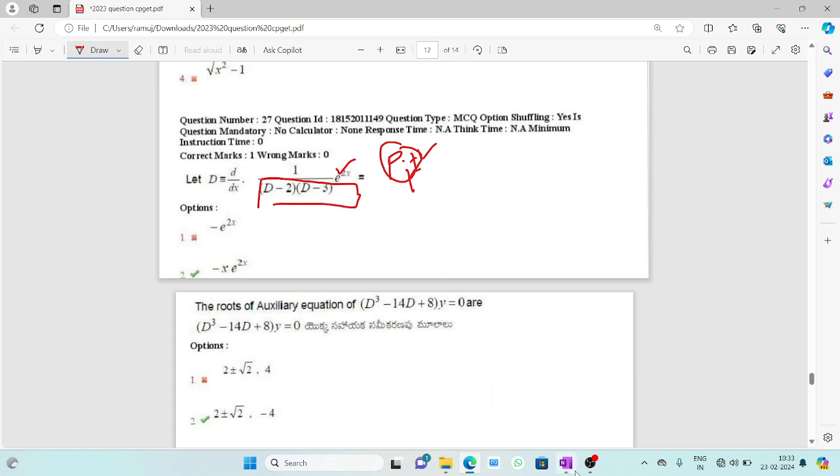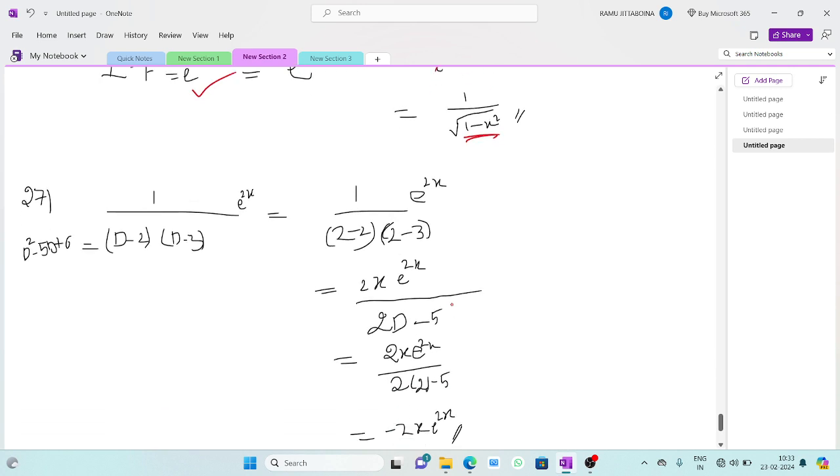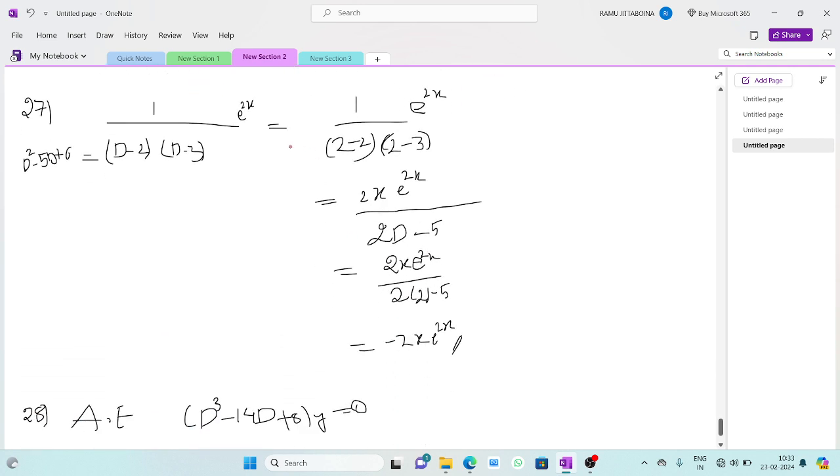So I will tell you how to proceed whenever e power 2x, or e power ax in general, is there. If I multiply (D minus 2) and (D minus 3), I will get D square minus 5D plus 6. If I substitute 2 as a in the denominator, I will get 2 minus 2 and 2 minus 3. So 2 minus 2 goes to 0, and the whole term goes to infinity. So we cannot do that, it is not possible to go to infinity.